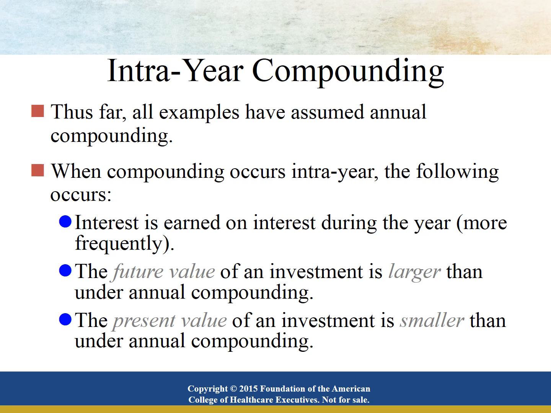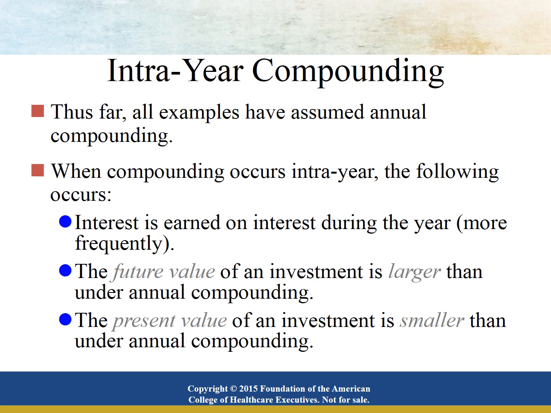So far we've talked about annual compounding, but there's other compounding that occurs intra-year. If it's done within a year and you're compounding more often, the interest is earned on interest during the year. In other words, more frequently. This is what happens to you with credit cards that are compounded monthly versus annually. And that's why your annual interest rate is very high, because it compounds more frequently. So interest is earned on interest during the year.